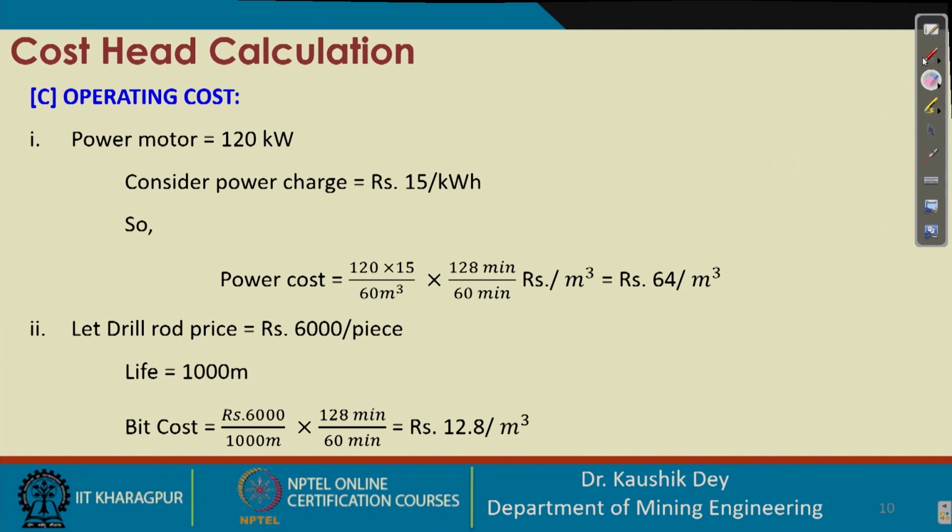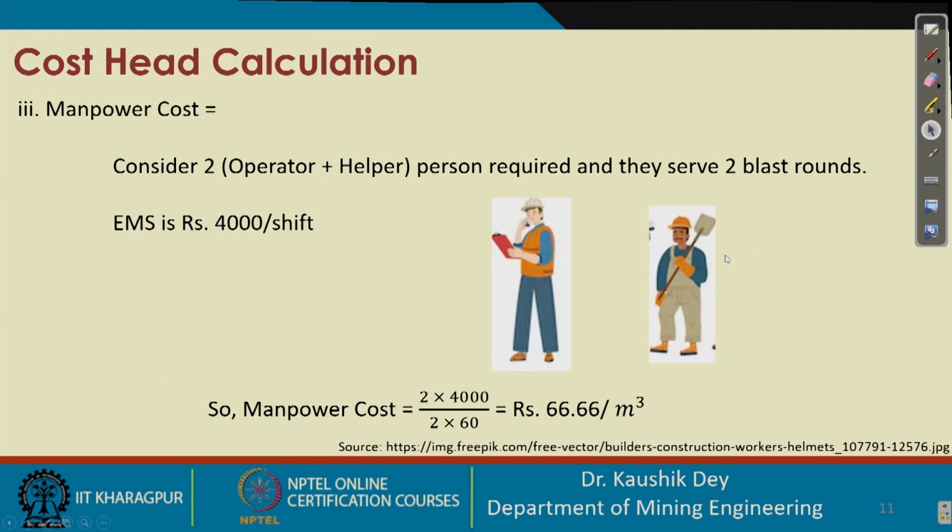Now, let us see the manpower cost. Again we have to assume the manpower requirement. We are considering one operator, one helper. So, there are 2 persons required, and we also consider 128 meter is required to carry out drilling in one phase. We are considering in one shift one drill group, that is one jumbo drill, one operator and one helper can serve 2 phases.